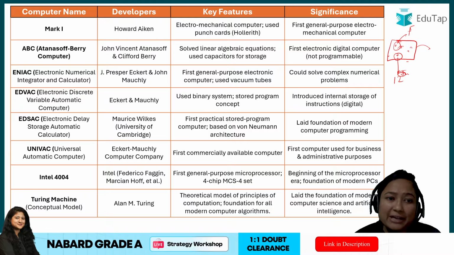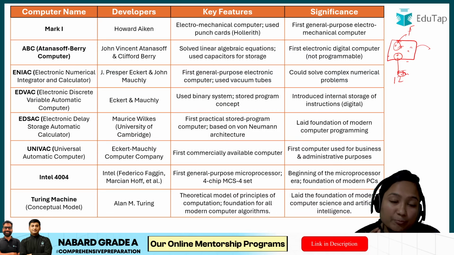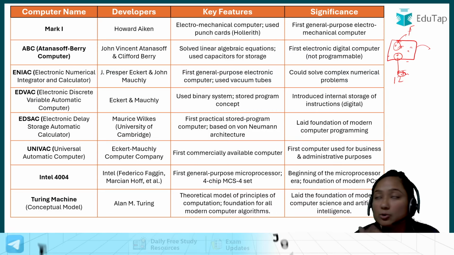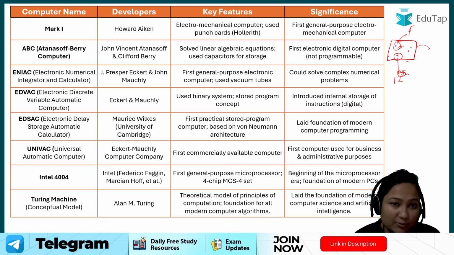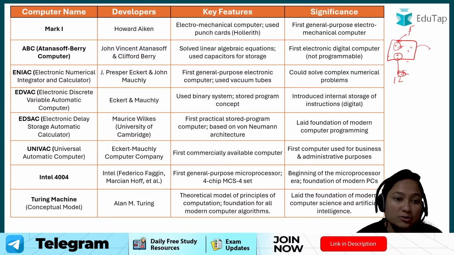Then after that we have EDVAC, that is Electronic Discrete Variable Automatic Computer. Please do understand the full forms that I am reading, those are very important for your examination, you will have to read them. After that, the developer you also have to remember, and the significance and key features, yes, they will help you to understand the question. So that part also you will have to do.